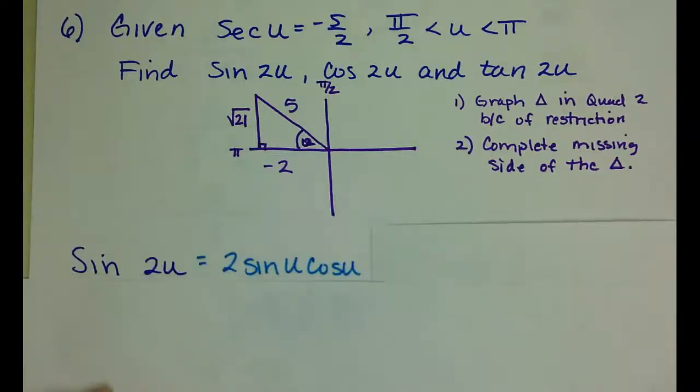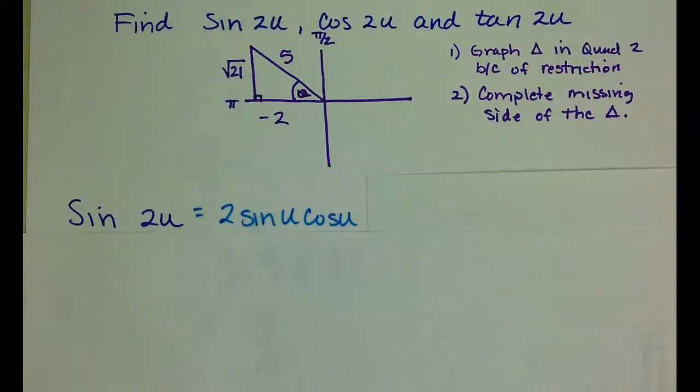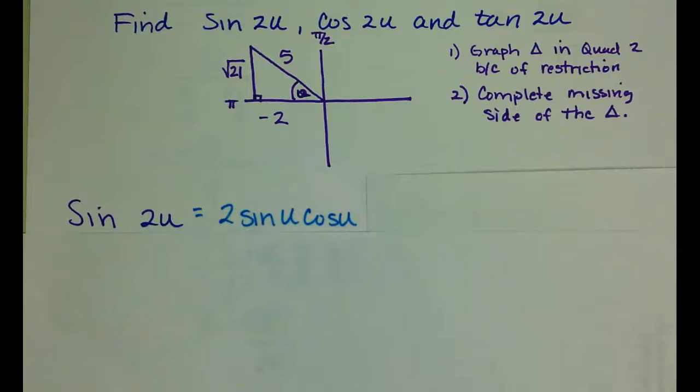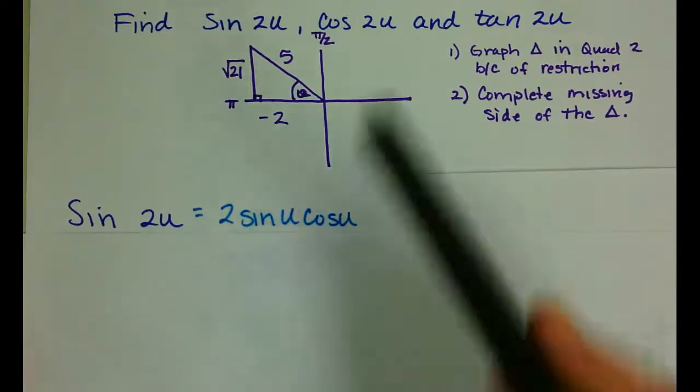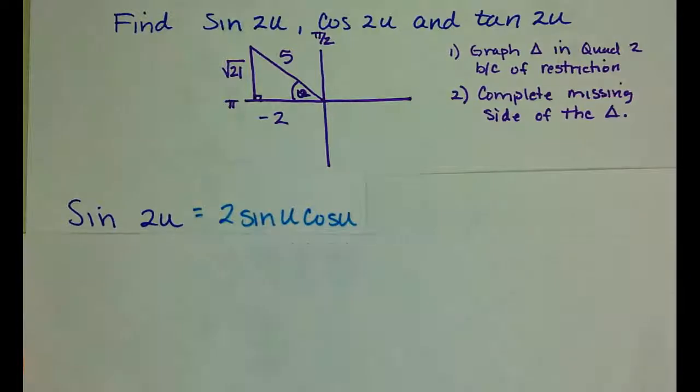So the first one is sine of 2u. So sine of 2u, I'm going to use 2 sine u, cosine u. Notice it was a u here, so it's a u here and here. Always be consistent with your notation. Then we go up and get the sine value out of here, the cosine value out of here, and multiply it by 2.